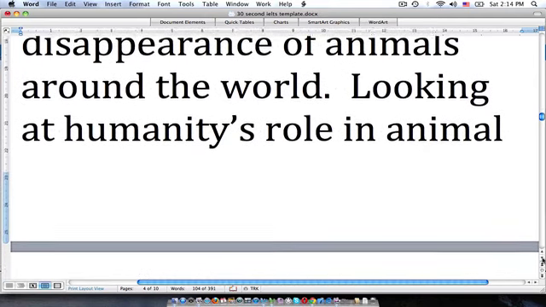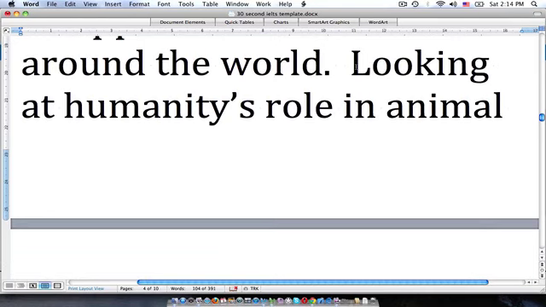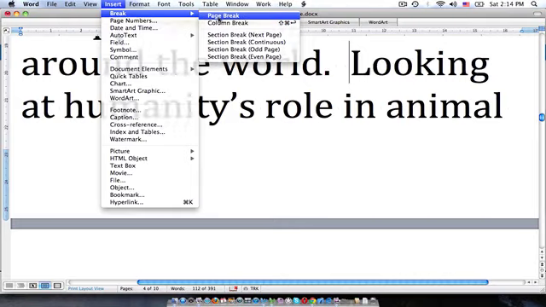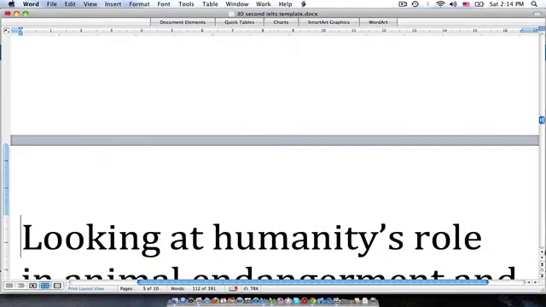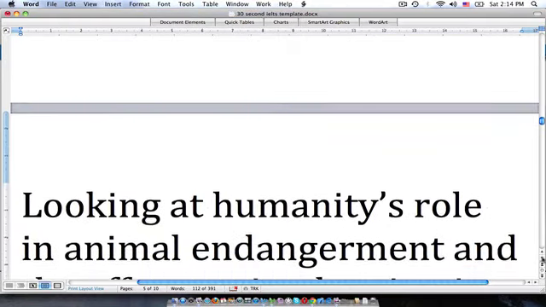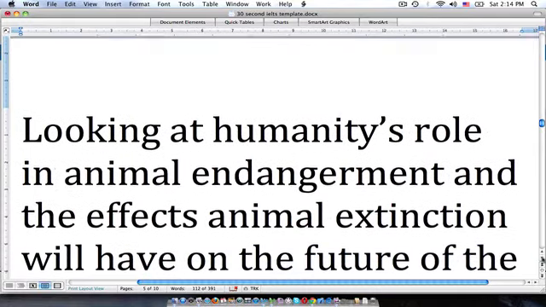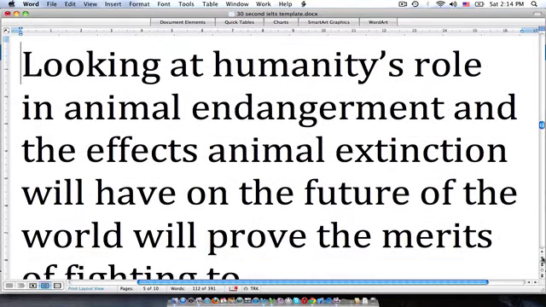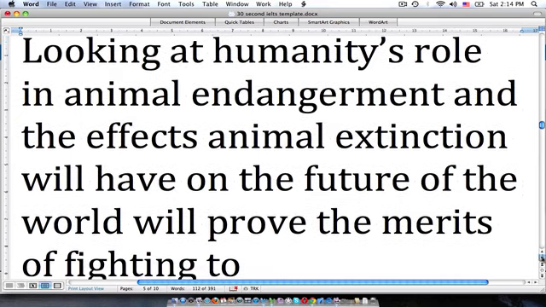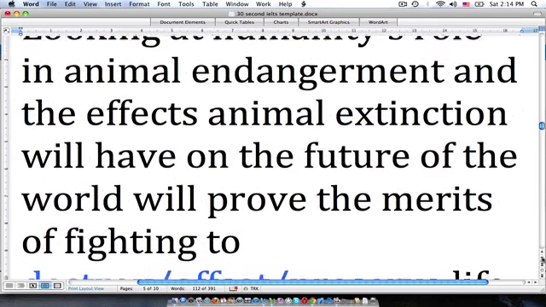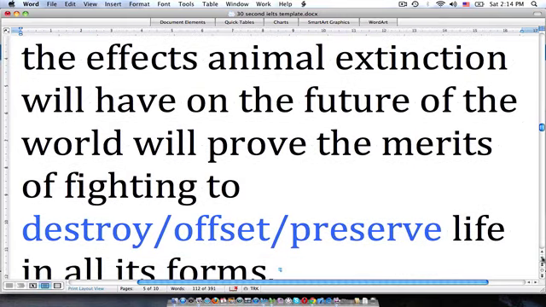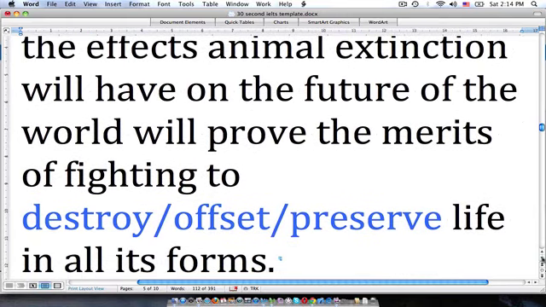Okay, now we get to our outline sentence, and please excuse me, I'm going to put it on the next page to make it clear for us to read. But of course, in your exam you don't want to do this. I'm just doing it for the sake of us being able to see it clearly. Looking at humanity's role in animal endangerment and the effects animal extinction will have on the future of the world will prove the merits of fighting to destroy, offset, preserve life in all its forms.